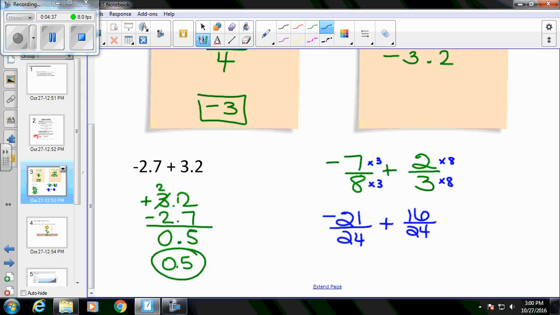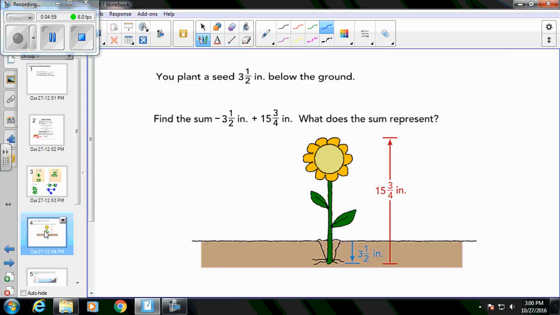So I have my common denominators, which is going to stay 24. And now I'm doing negative 21 plus 16. The signs are opposite, so I'm going to subtract and get 5. And the 21 is bigger, more negative, so I have negative 5/24.